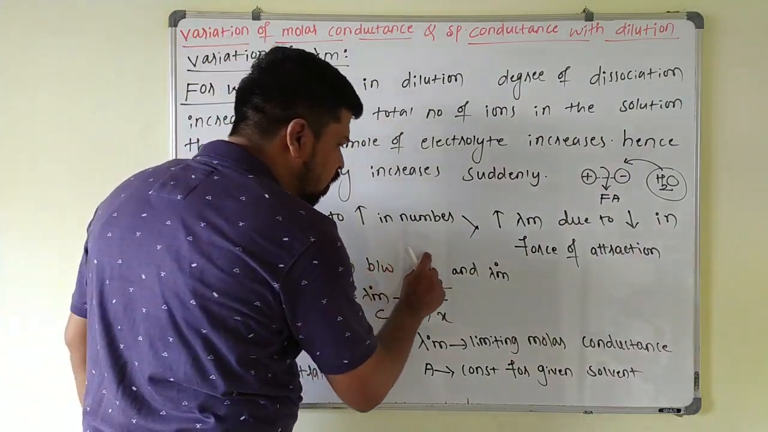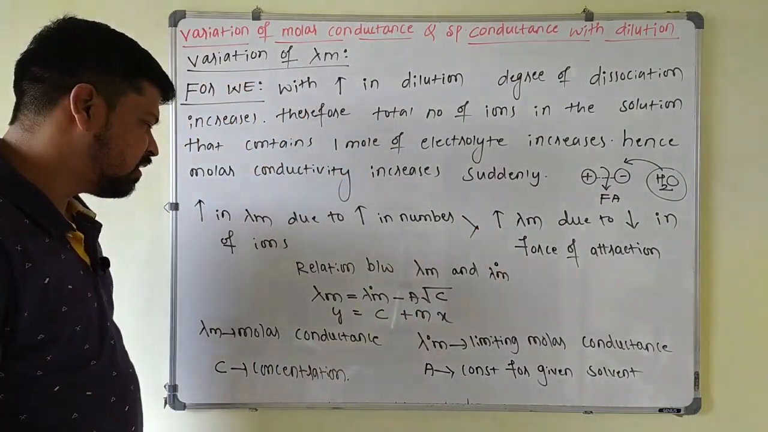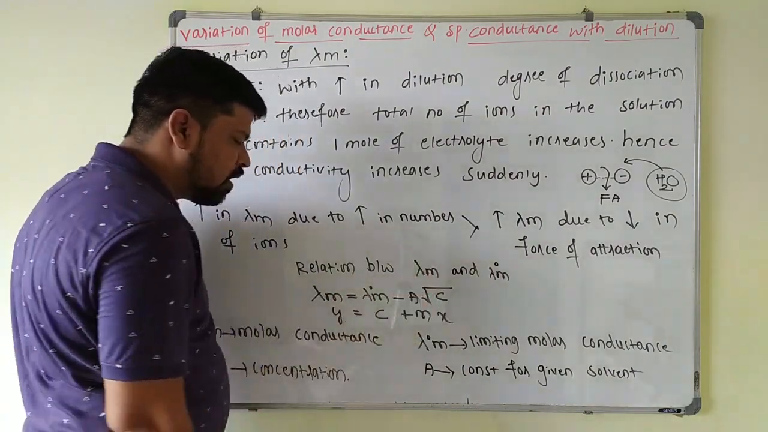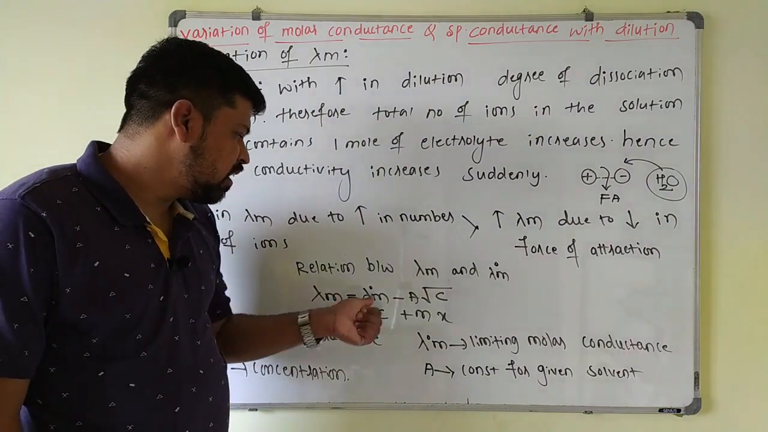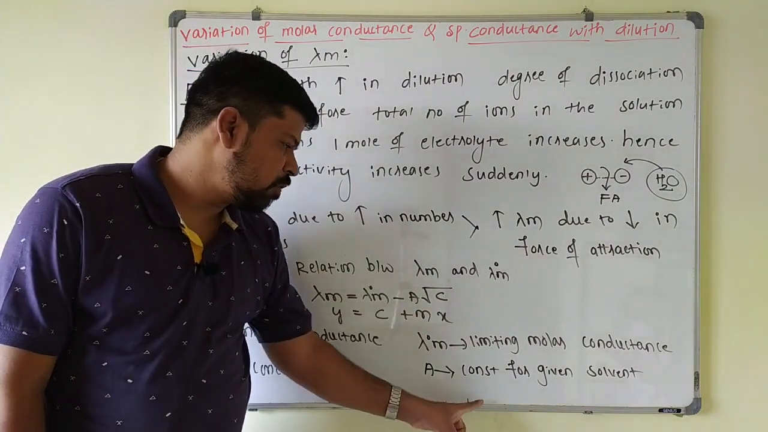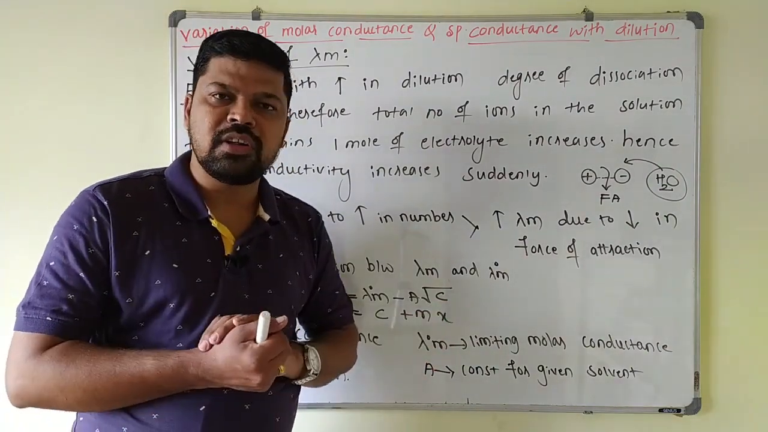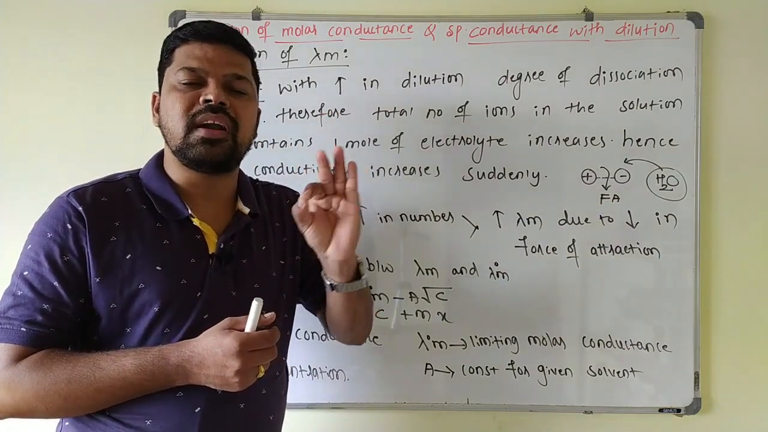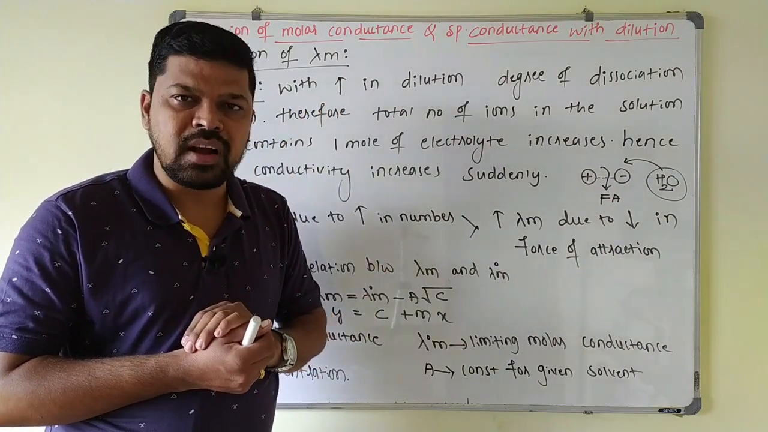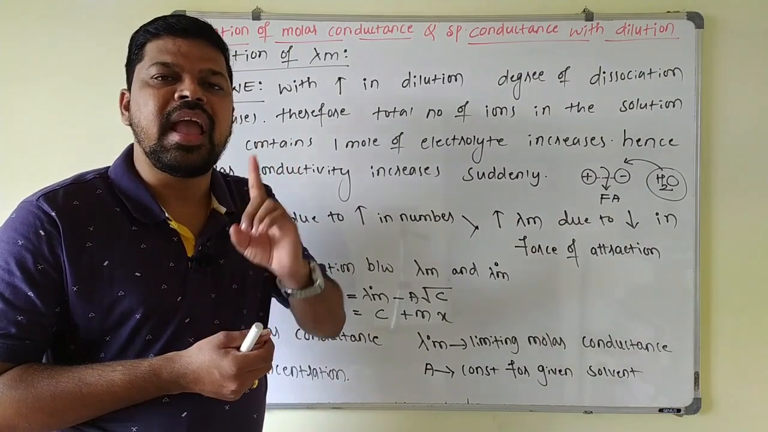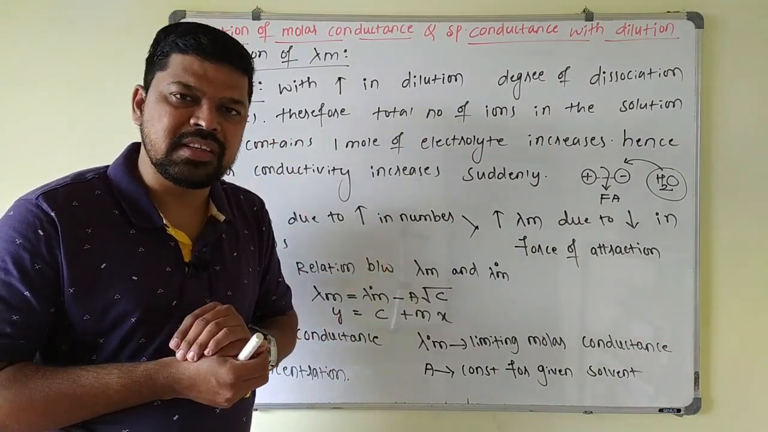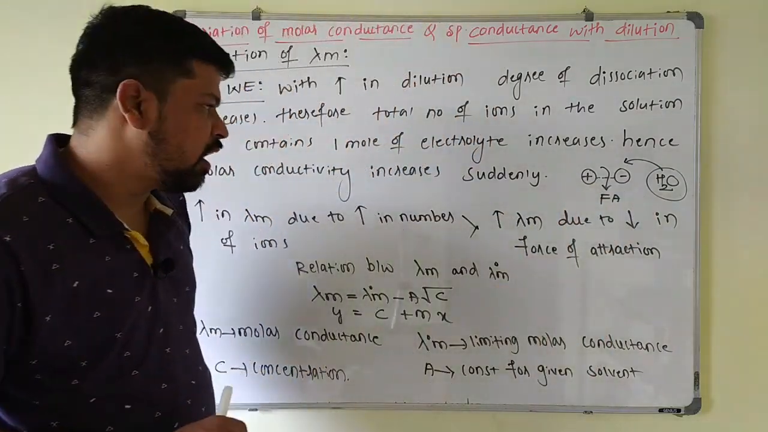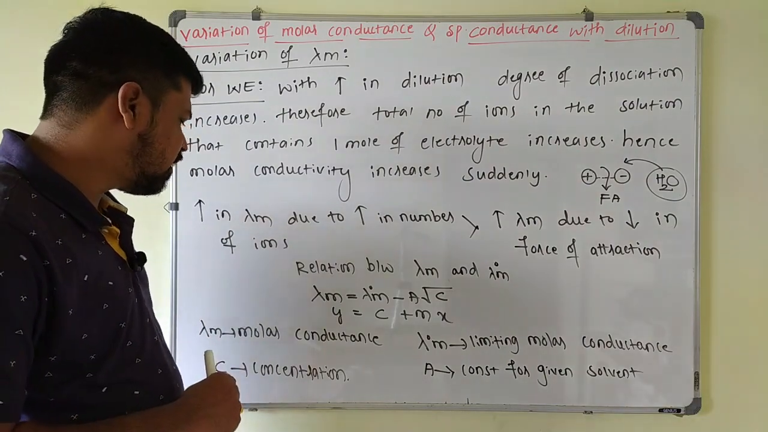So the relation between molar conductance and limiting molar conductance is: molar conductance is equal to limiting molar conductance minus A into square root of C. Here A is a constant for a particular solvent and C is the concentration of the solution. The limiting molar conductance is the maximum value of conductance, achieved only when the added electrolyte undergoes complete ionization and the force of attraction between the cation and anion is broken.